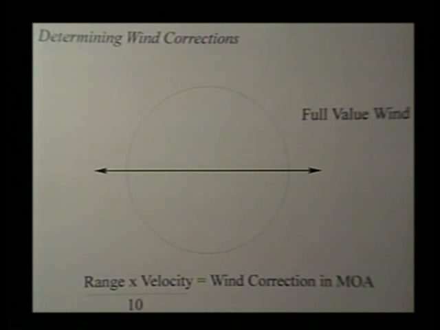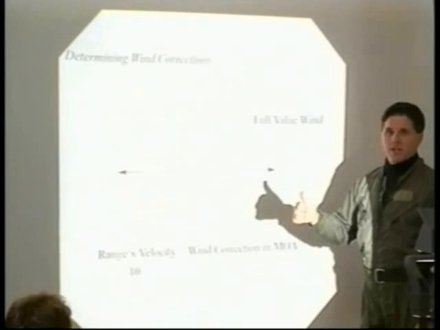6 times the velocity. So let's assume we estimate the wind to be 10 miles per hour. So we're looking at 60 on top. 60 divided by 10 is 6. So my correction at 600 yards for a 10 mile an hour wind that's traveling from left to right is going to be 6 minutes of angle. I need to push those sights into the wind 6 minutes of angle.